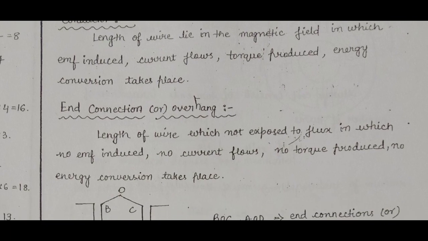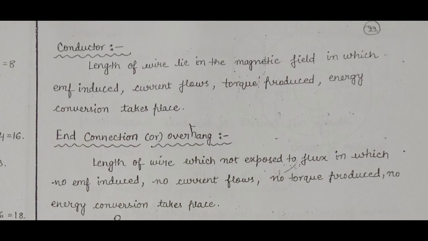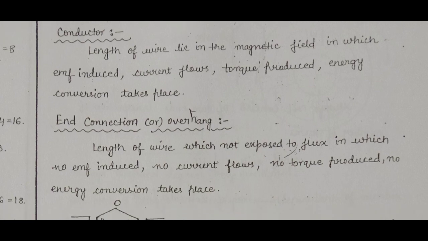In a conductor the EMF is induced, current flows, torque is produced, and energy conversion also takes place. So it is very important. When two conductor sides are connected by the end connections, then we can say it is a coil.